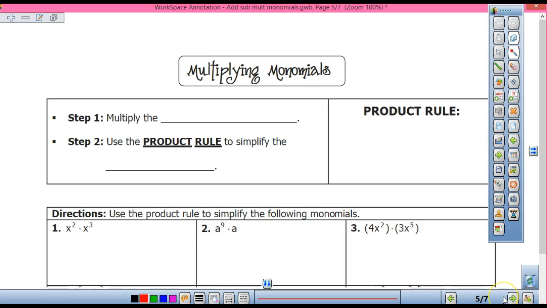Alright, so now we're going to multiply these guys. To multiply monomials, we can combine whatever we want when we're multiplying. When we're adding and subtracting, it's only like terms. When we're multiplying, first thing we're going to do is multiply the coefficients.